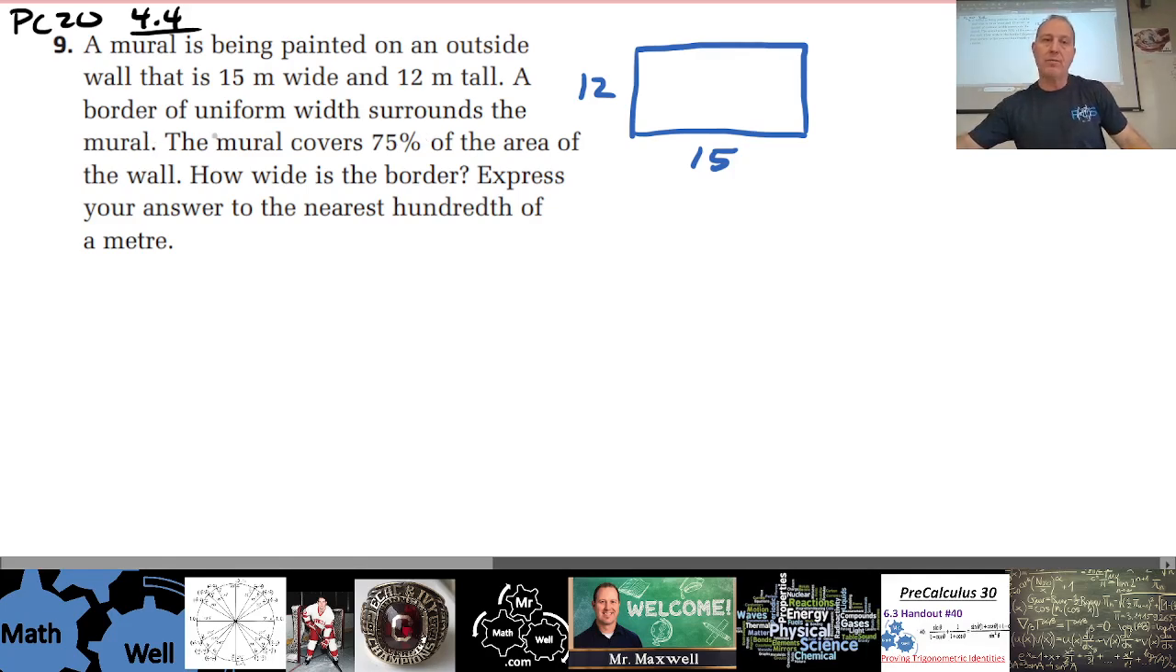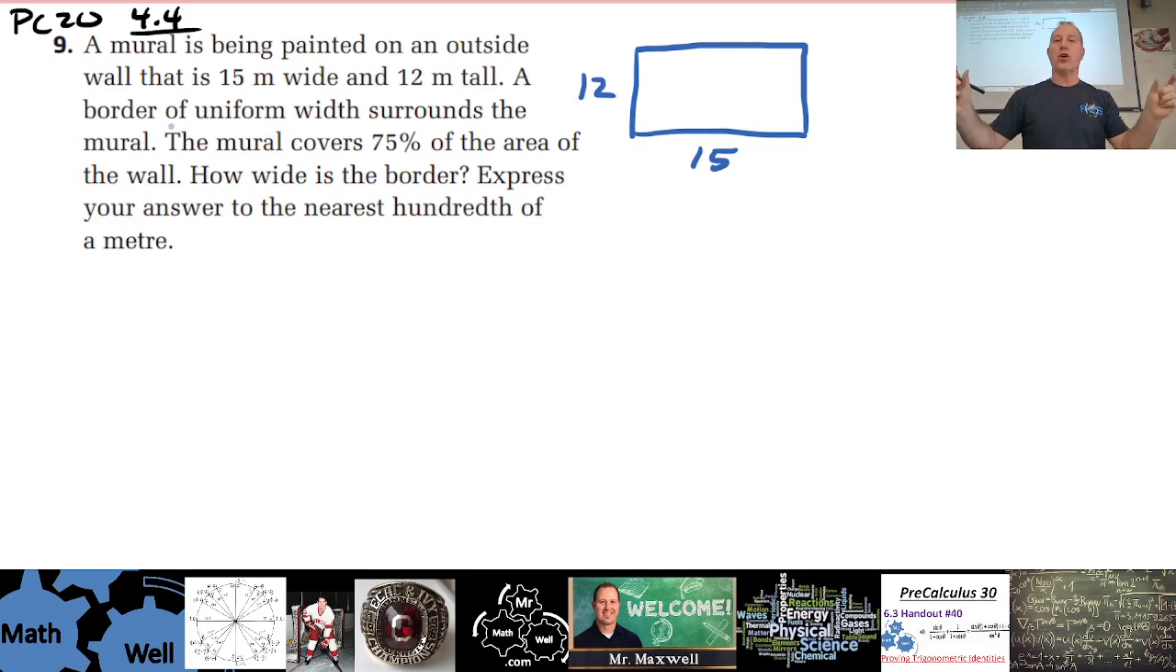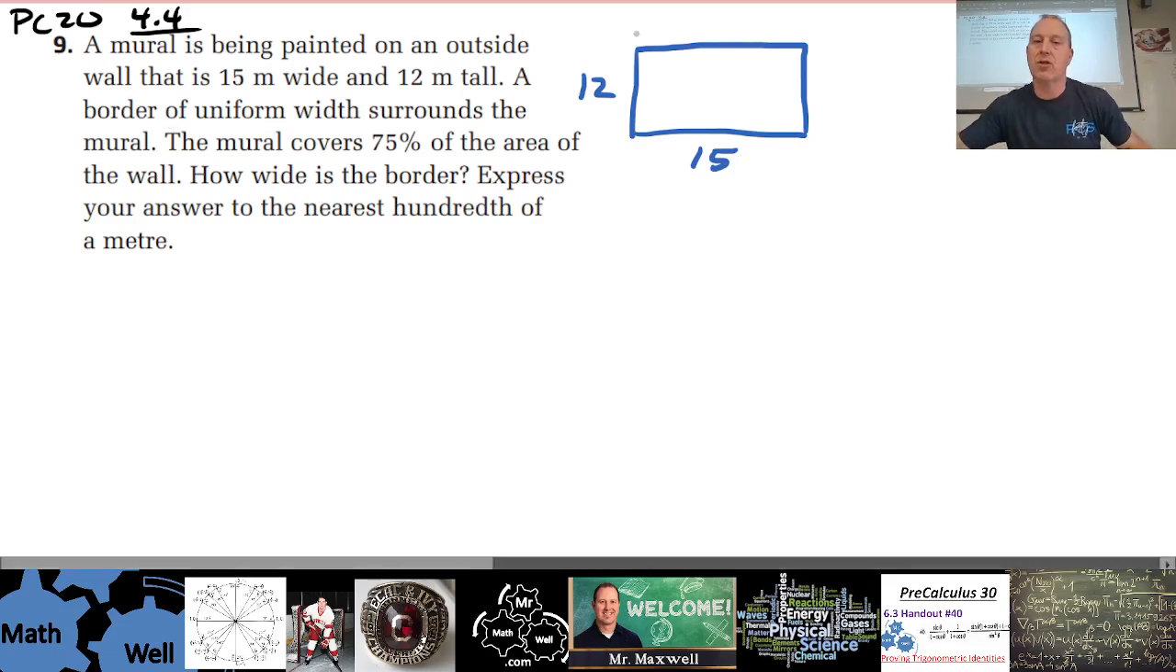A border of uniform width surrounds the mural. Okay. So if the wall is 12 by 15, the mural has to be on the wall, and there has to be a border around the painting. So the painting, or the mural, is inside the wall, and there's a border. So it doesn't go right to the very edges of the wall.